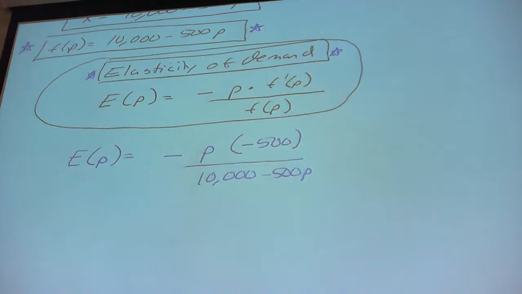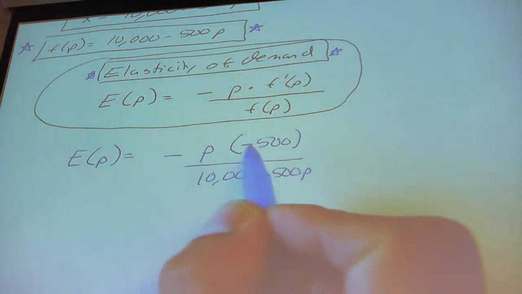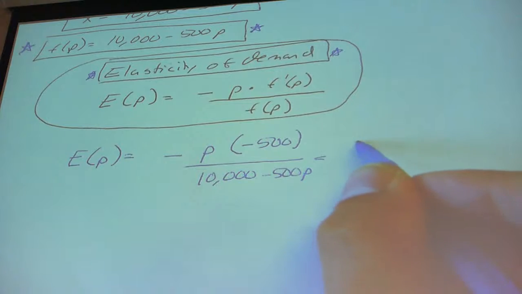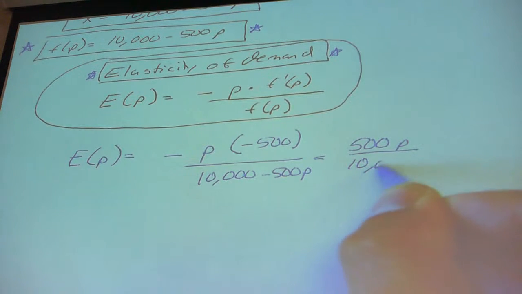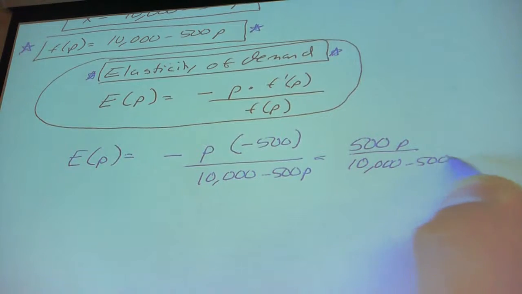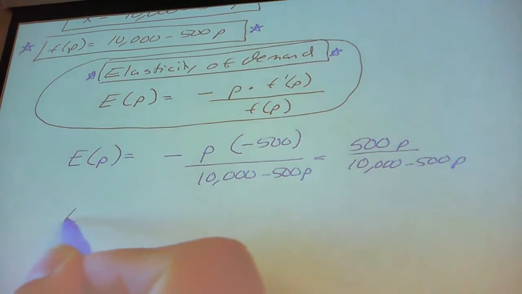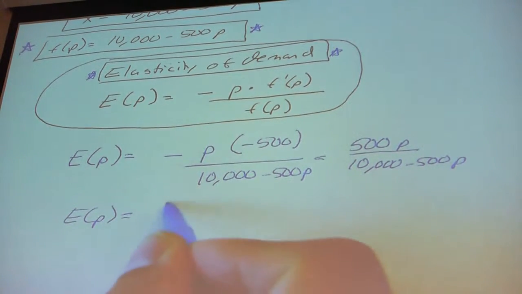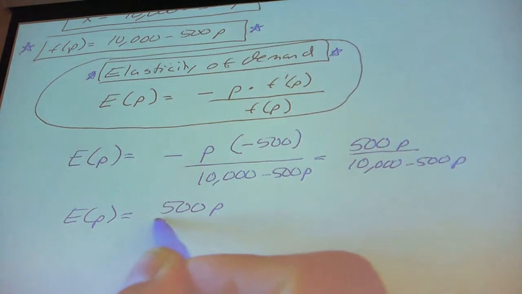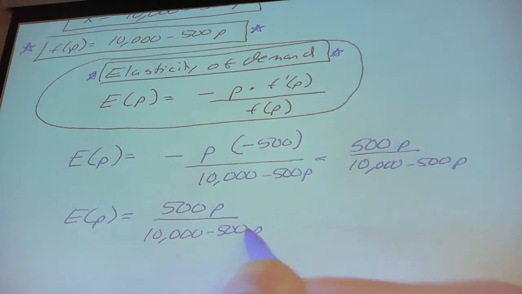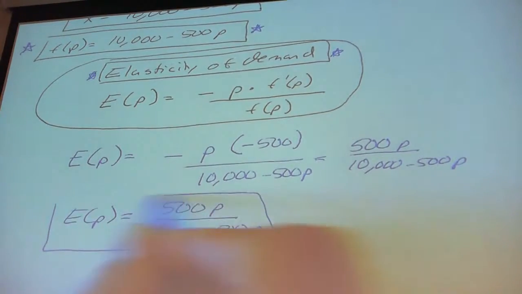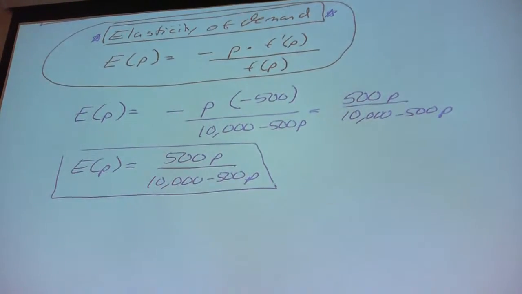Okay? Can I clean this up a little bit? Yeah. Negative times negative is positive. 500P over 10,000 minus 500P. There is your elasticity function. I'm going to stop there. Give you a second to look at it. Any questions?